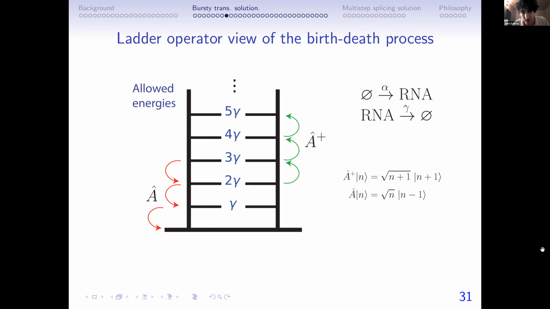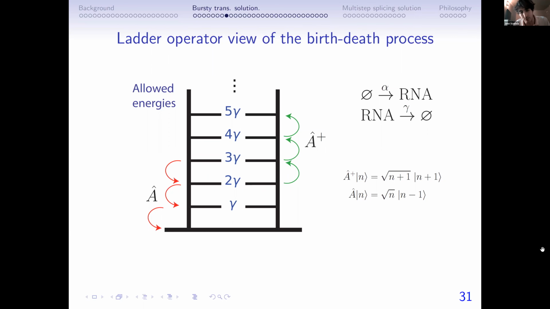And the interpretation of the ladder operators is that they can take you between the different eigenfunctions. So if I start at the 3 gamma eigenfunction and I hit it with the up ladder operator, I get the 4 gamma eigenfunction. Or if I start with the 2 gamma eigenfunction, I can hit it with the down ladder operator and get the 1 gamma eigenfunction.